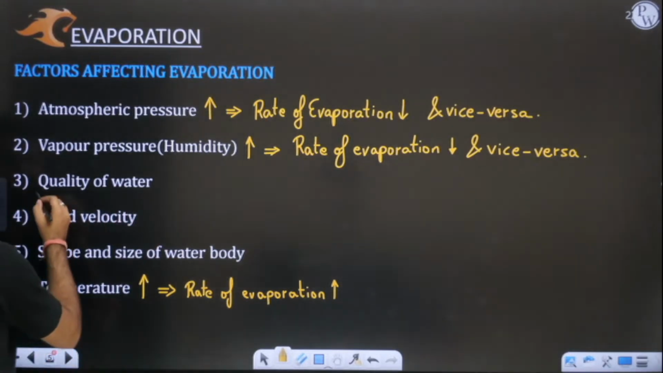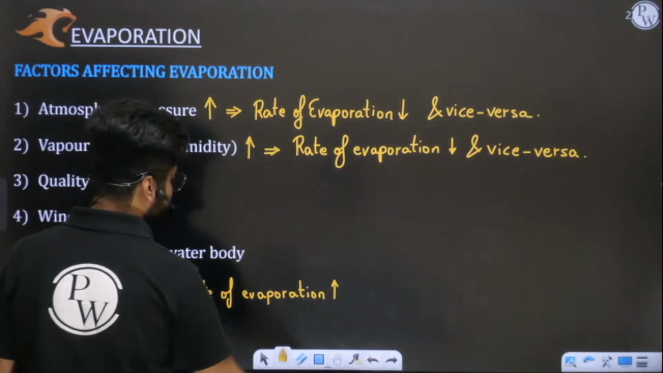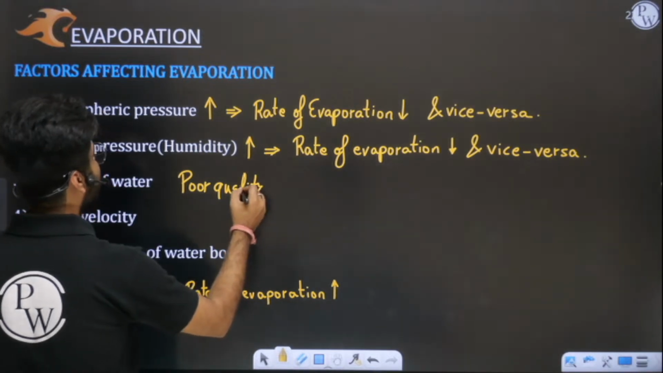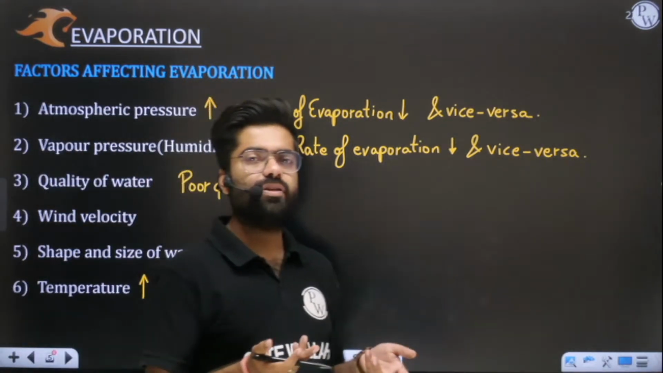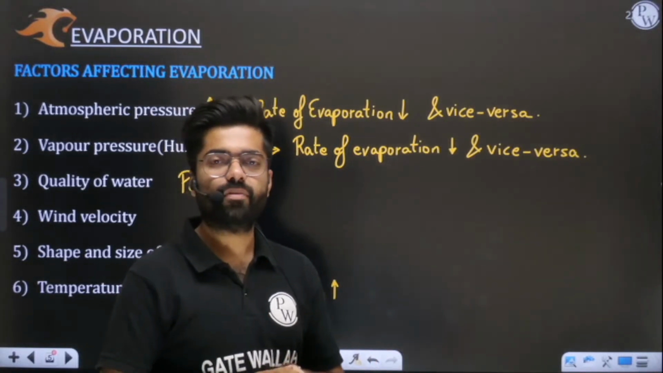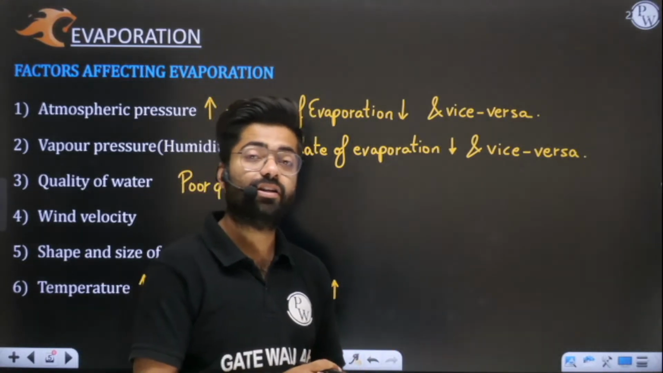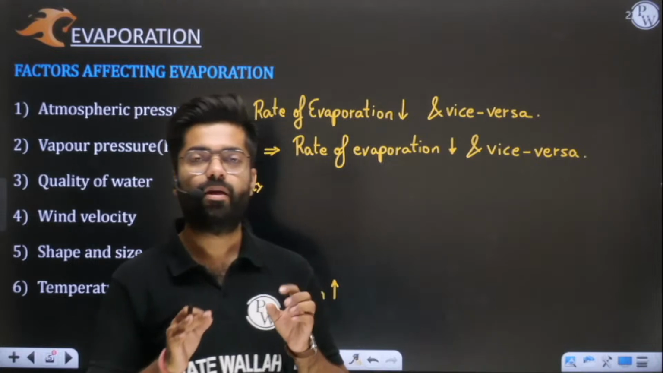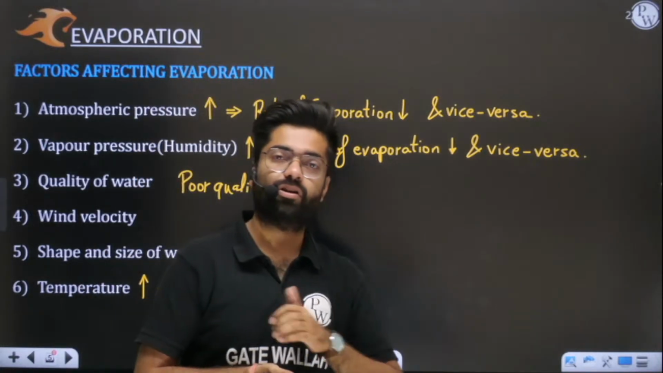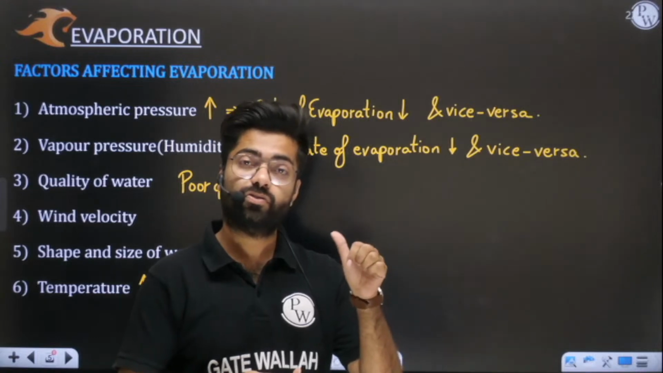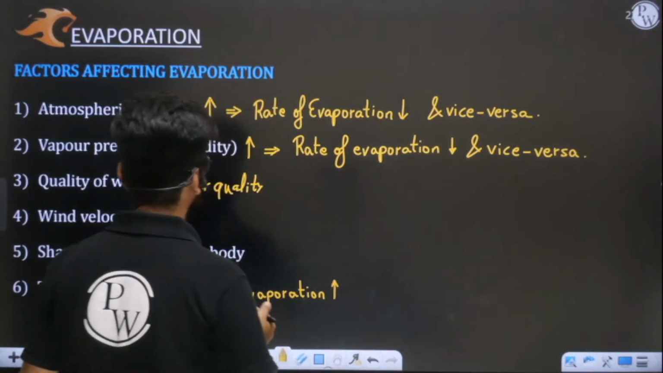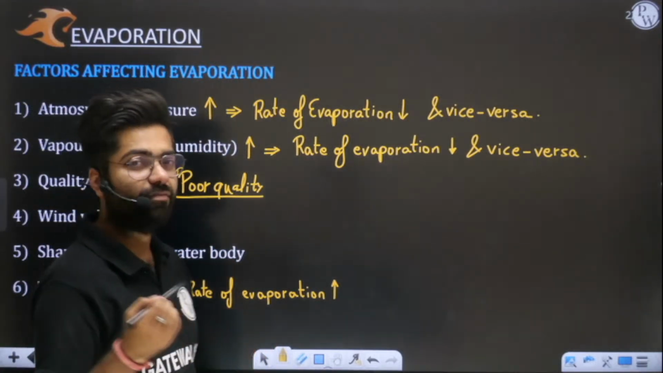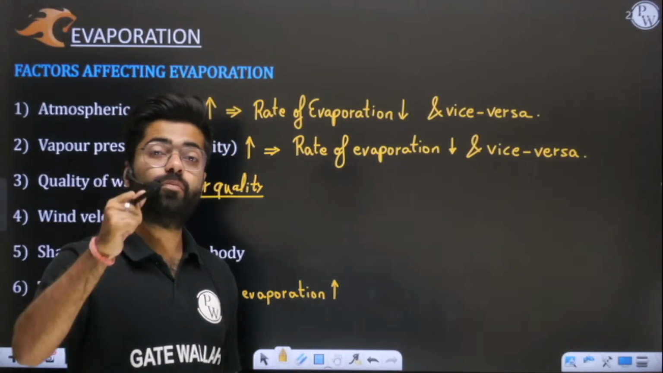Now tell me about the quality of water. Can you guess what happens if we have poor quality of water? Poor quality means impurities are there. We have two kinds of water basically: first is pure and second is impure. Pure water will contain only water molecules, nothing else, no impurities. But in impure water, dissolved salts and impurities will be there. So if we have poor quality, more dissolved solids, or more impurities, will the rate of evaporation increase or decrease?